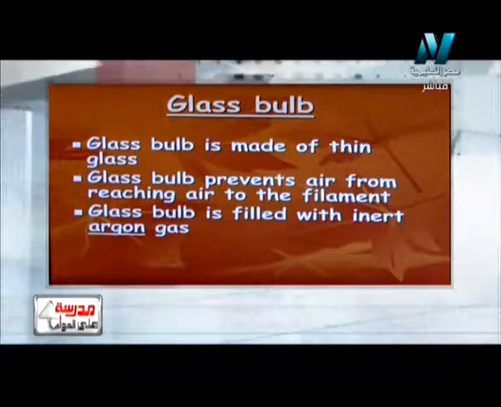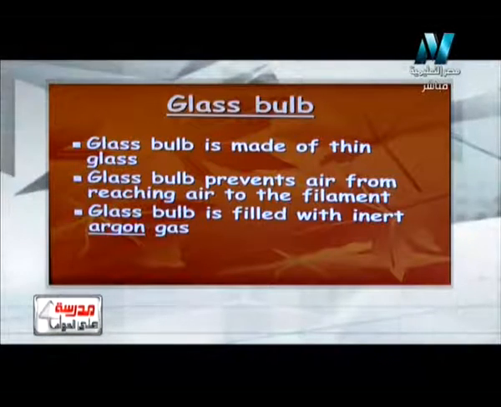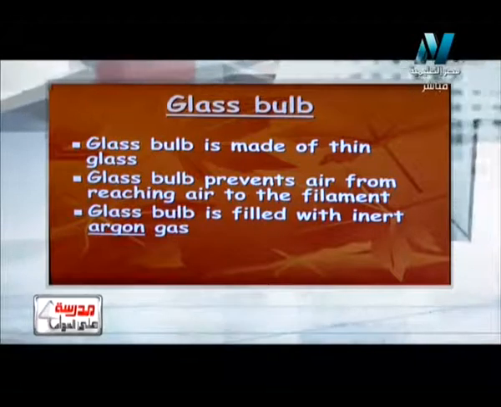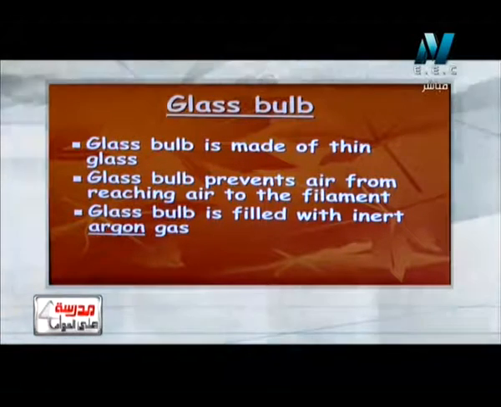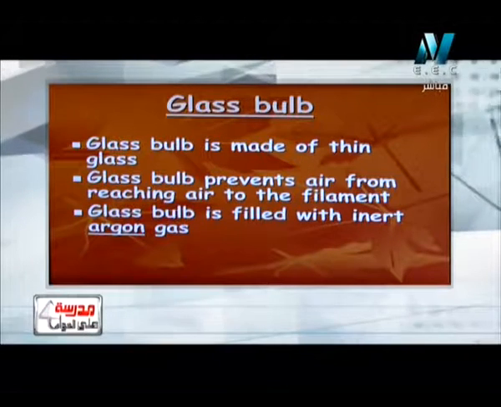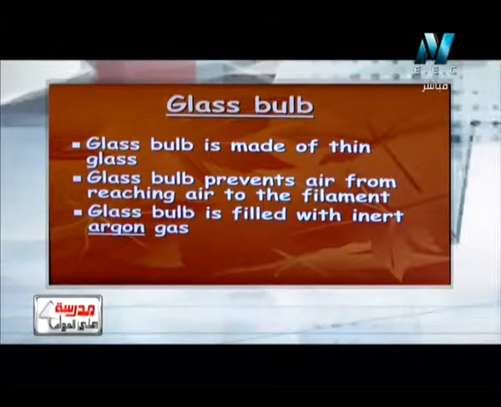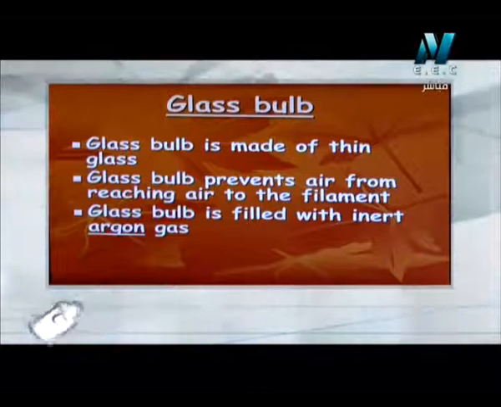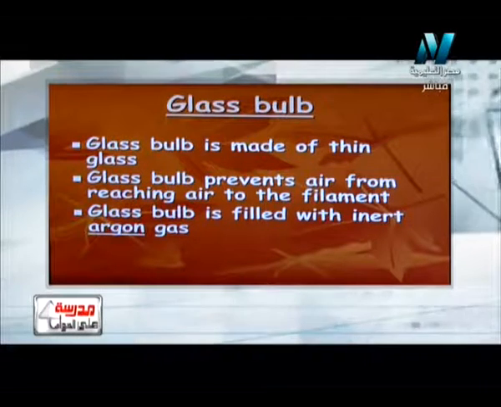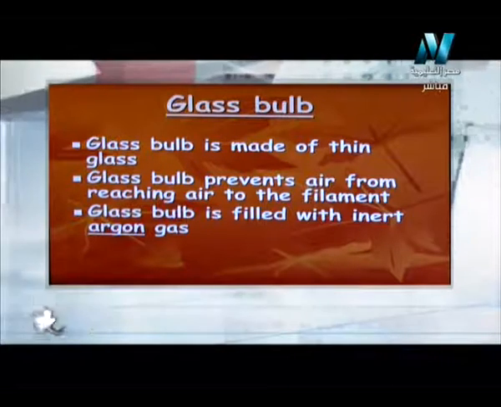Another structure in the light bulb is the glass bulb. The glass bulb, as we know, is made of thin glass, زجاج مش سميك, لازم يكون رفيع أو رقيق يعني. The glass bulb prevents air from reaching the filament, يعني وجوده مهم جدا لأنه بيمنع دخول الهواء للفيلامنت so as not to burn عشان ما يتحرقش.